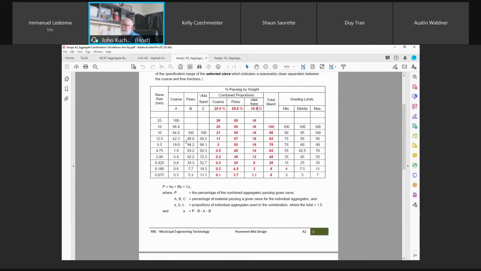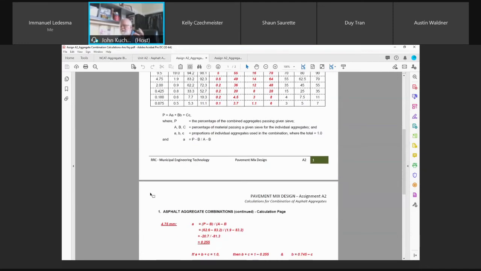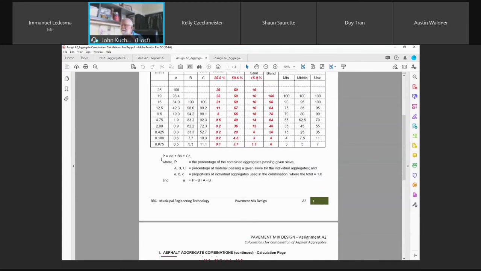Now the key is how much B and C do we need? Well, we also know that A plus B plus C is equal to 1. The next sieve that's important, and it's going to control air voids and VMA, is the 200, 0.075. We got 3, middle is 5, upper is 7.